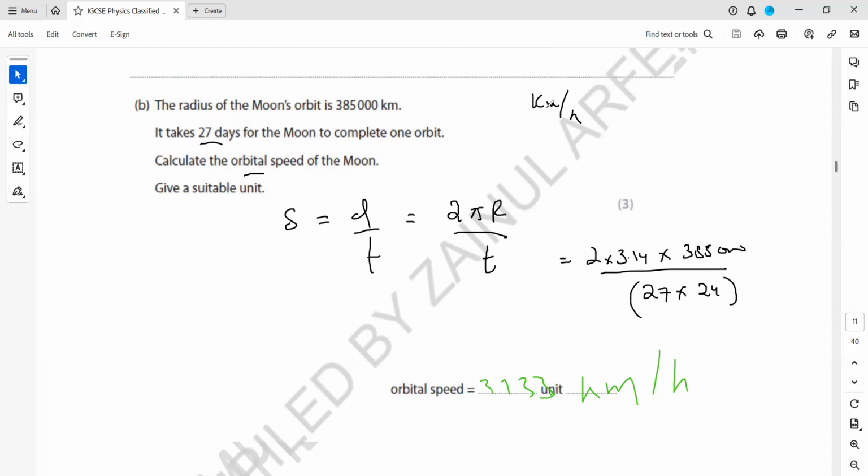Kilometer per day, you can use that, because any suitable unit can be given. So it can be kilometers per day. That's fine. It can be kilometers per second. If you want kilometers per day, you don't have to convert in that case. No need to multiply by 24, just divide by 27. Then how many kilometers in one day does the moon cover, according to its orbital speed?